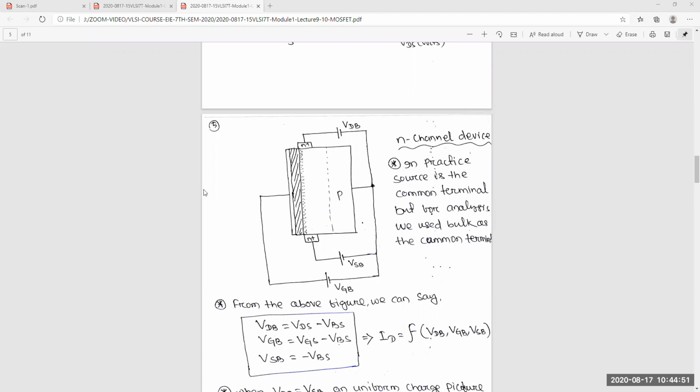So in this type of structure, if you increase VDB, then at this point more charges will be there, and at this point 0 charges will be there. When it is 0, that is called the threshold point. The inversion charge will be 0 exactly at the drain terminal. That is the threshold point. After that, the saturation will start. Before that, it's linear, and after that, saturation. This is a very important point.